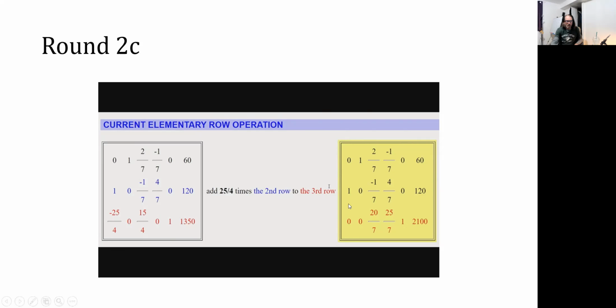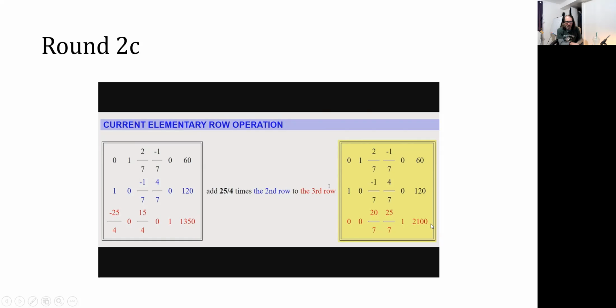Reading where the unit columns are, in column 1, that's for x sub 1. There's a 1 in row 2. So x sub 1 is 120. Column 2, we have a unit column, and the 1 is in row 1. So x sub 2 is 60. No unit columns for s sub 1 and s sub 2, the slack variables. Those are 0. And then we still have a unit column here for z. Z is 2100.